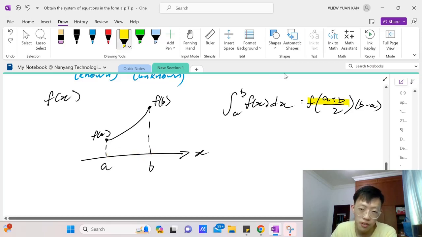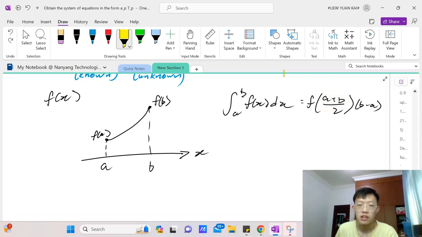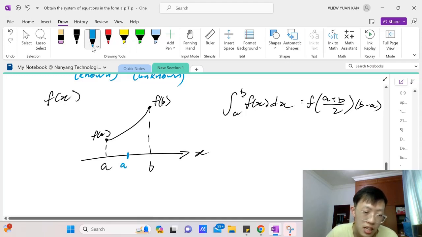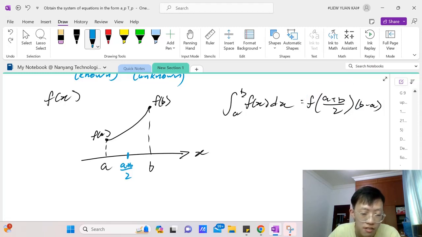But what about f of (a plus b) over 2? Let's take a look. What is a plus b over 2? a plus b over 2 is the point exactly in between a and b. Directly in the middle of a and b is this point, which is a plus b over 2. So f of (a plus b) over 2 would be the corresponding f value at this value of x.